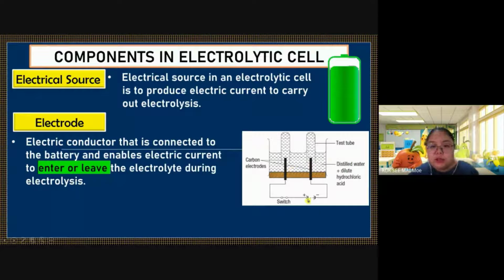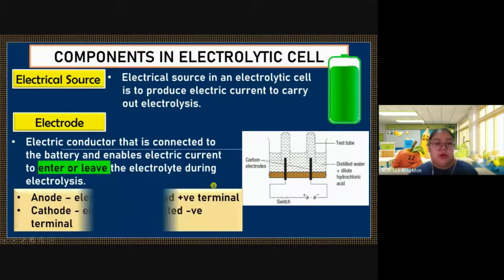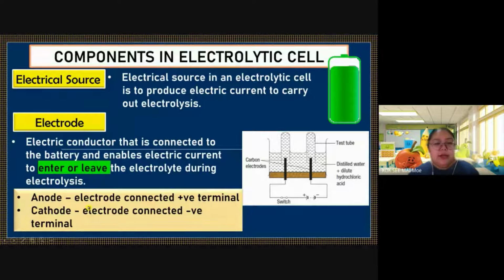So from the positive, go in. After that, from the electrolyte, the ions move. When the ions move, the current will pass and go back through the other electrode to the negative terminal. So one is an anode, one is a cathode. The anode is the electrode connected to the positive. This one should be the anode. Then the cathode is the electrode connected to the negative.